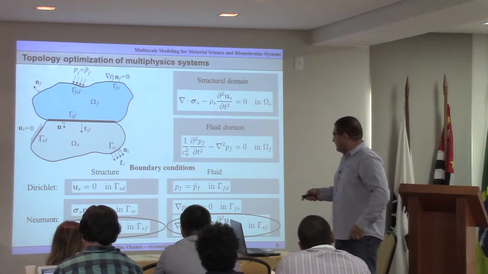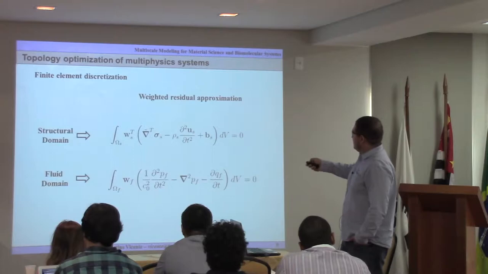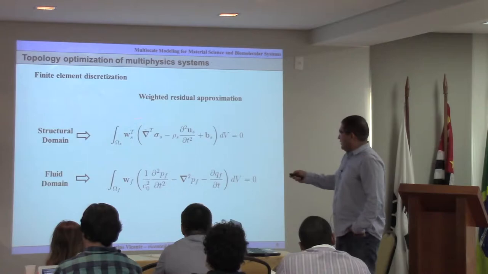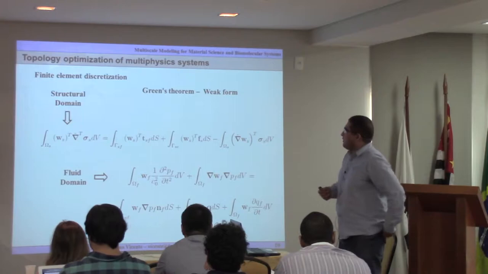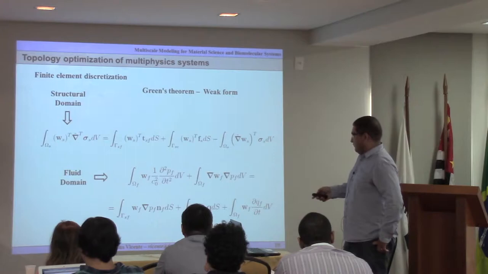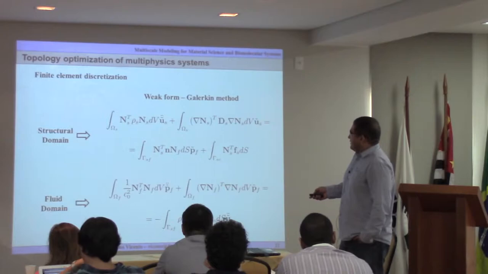So once we have those equations, in order to get the finite element discretization, we choose a weighted residual approximation and then integrate it over the domain. Here we can see the equation integrated over the structural and fluid domains. Then, using the Green theorem, we can achieve the weak form of that equation for the structural and fluid domains. After that, we can choose appropriate functions to interpolate our variables. And finally, in terms of elements, our equation can be written like this.